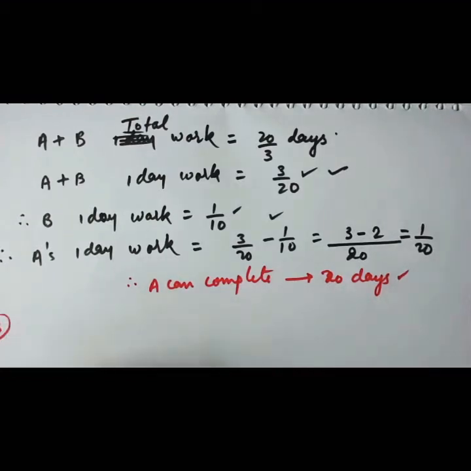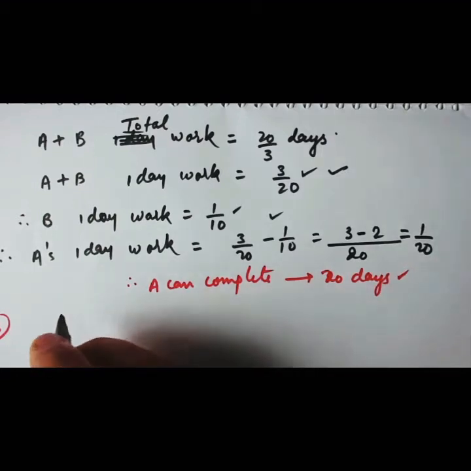Moving on to number 3, what do we have? So in number 3, A can do a piece of work in 15 days.